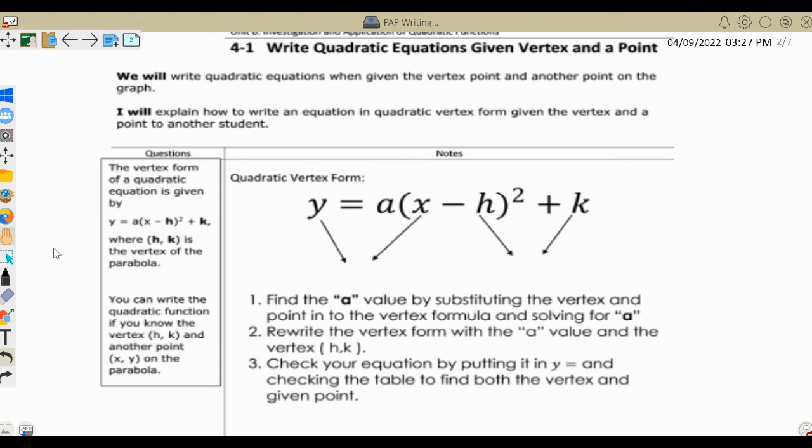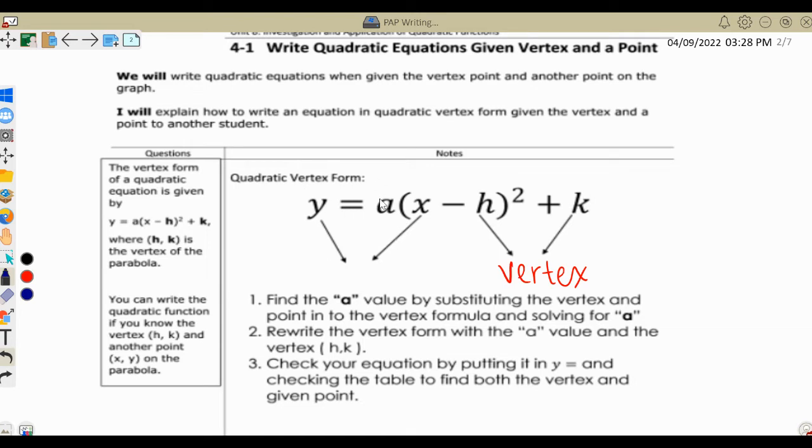Hi guys, today we're going to write quadratic equations given a vertex and a point. Now we're going to use the quadratic vertex form. Y equals a times x minus h squared plus k. The hk part of the formula is going to be our vertex. So this would be the x and y value of the vertex.